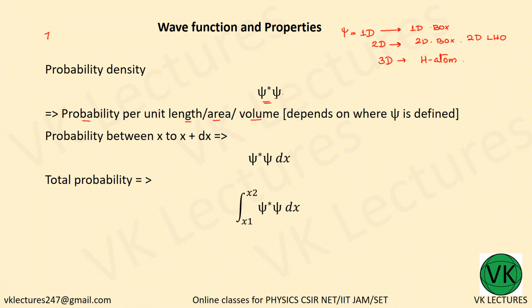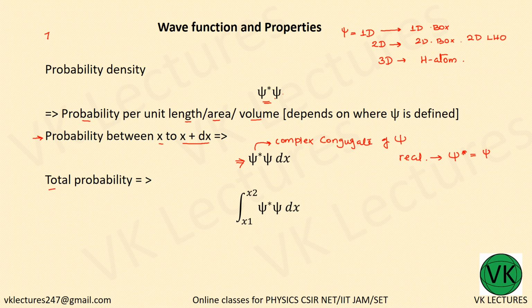Now what is probability defined for? The probability between x to x plus dx is written in the form of psi star psi dx. Psi star is the complex conjugate of the wave function psi. If the wave function is real, we have psi star equal to psi.